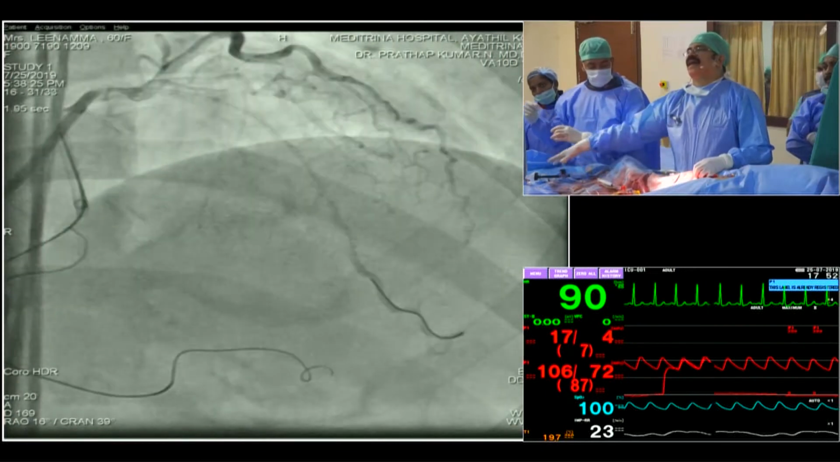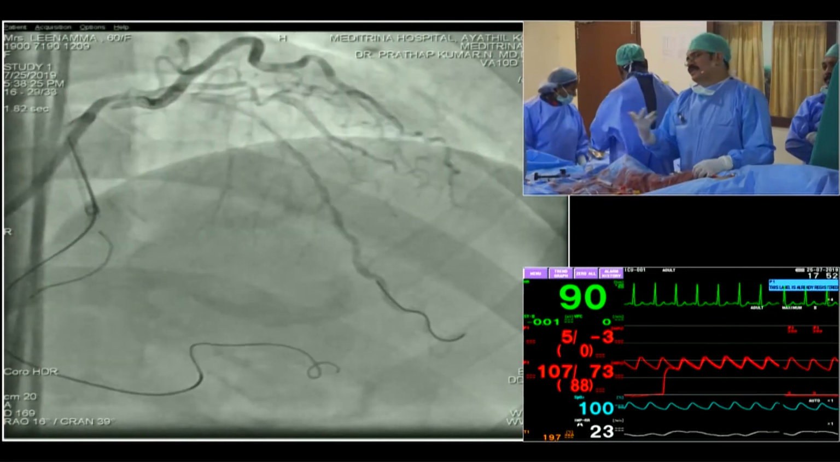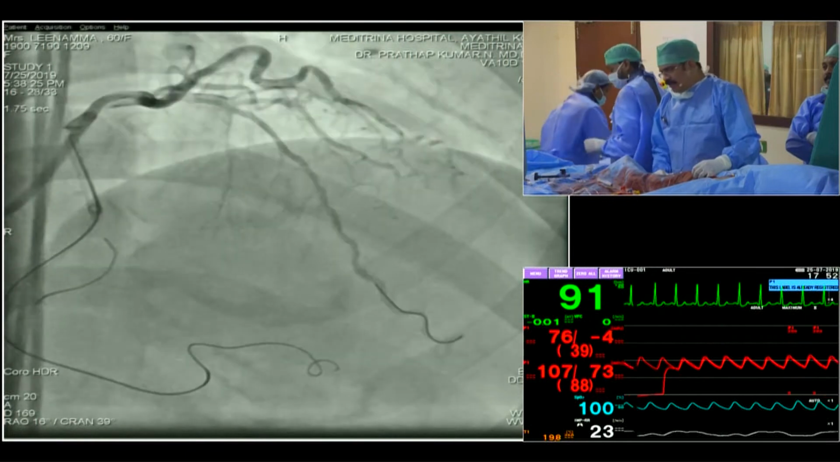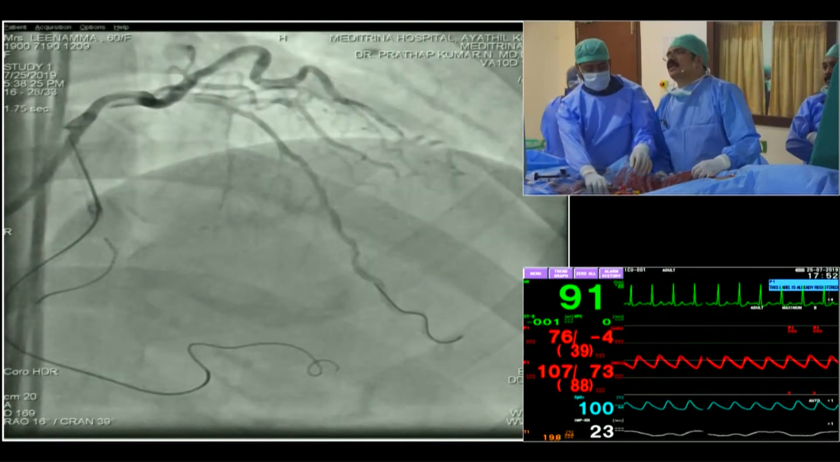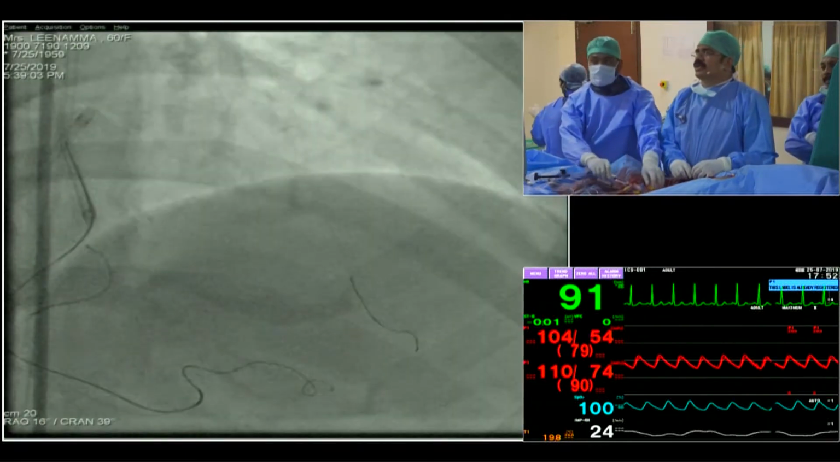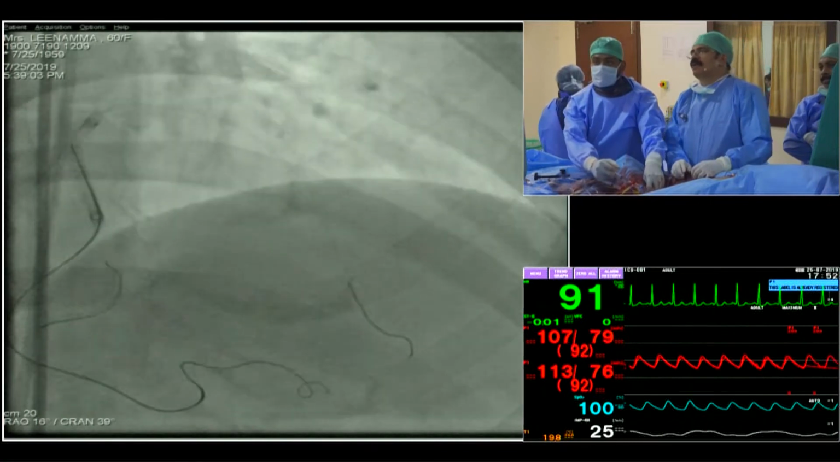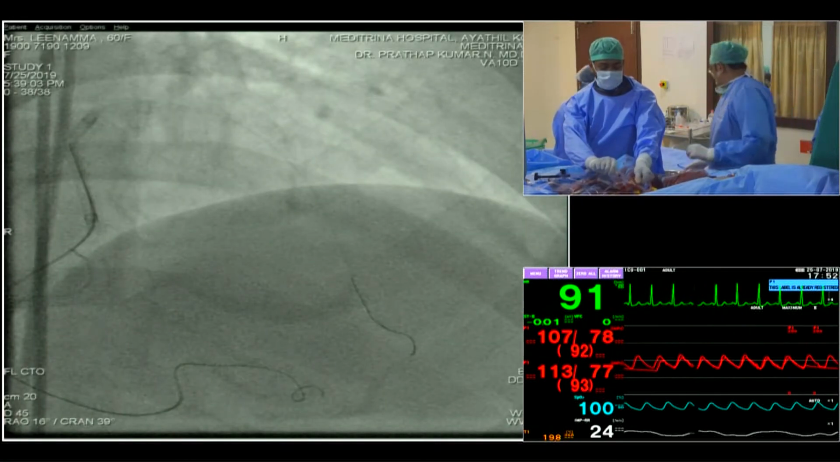I think it can be even created by the balloon also. I would have dilated with the balloon with the 2.5 at high pressure. So that also would have created dissection. Good dissection, good preparation. Now we have the CTO ended at the bifurcation of a diagonal.